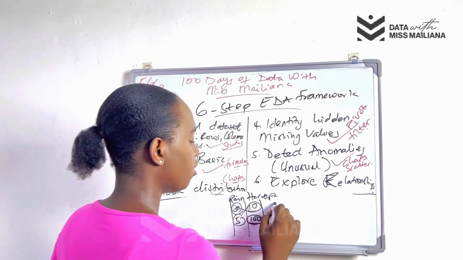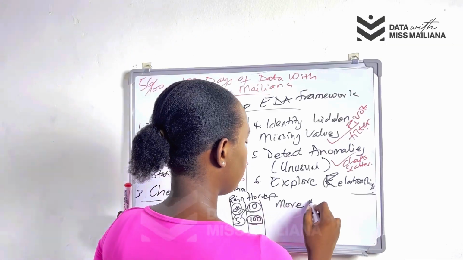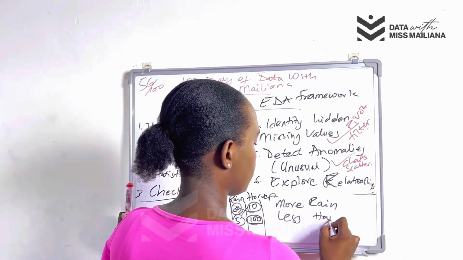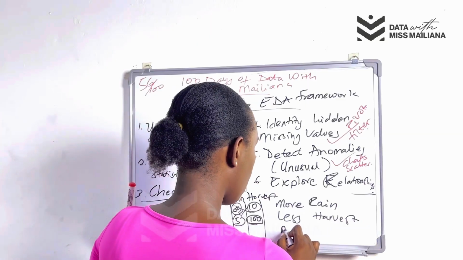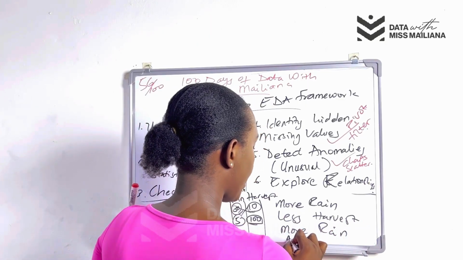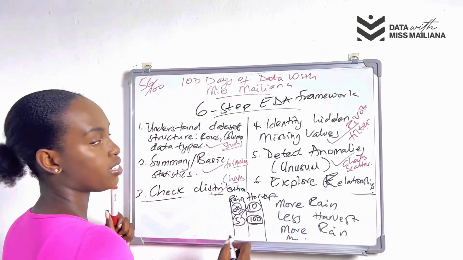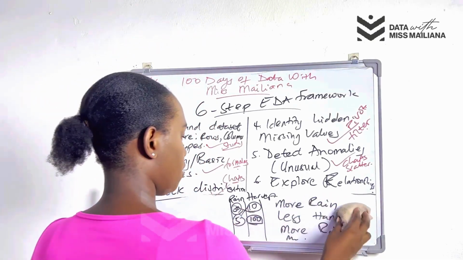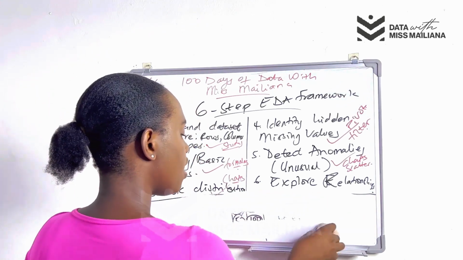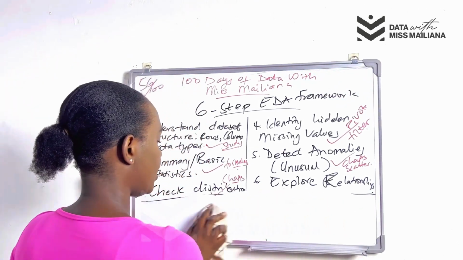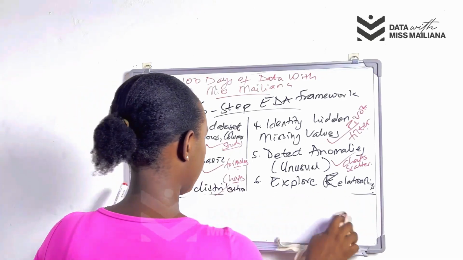That's the more rain, less harvest, or more rain, more harvest. So you are finding a relationship between that, right? So you can also give another example, could be sales and marketing, right? Another relationship can be sales and marketing.